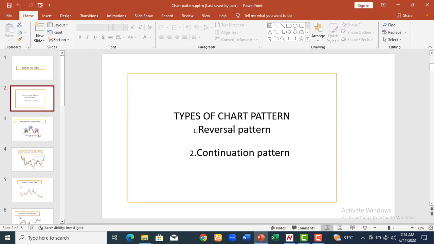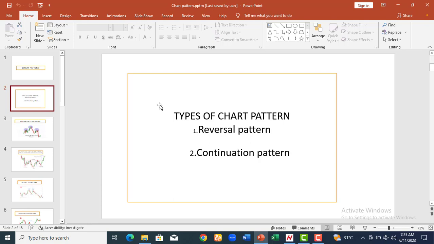There are types of chart pattern. We have basically two types: the reversal patterns and the continuation patterns. Now, what is a reversal pattern? A reversal pattern, whenever it's spotted in the market, is passing information to you, trying to tell you that a market that has been buying will soon reverse and start selling, and a market that has been selling will soon reverse and start buying.